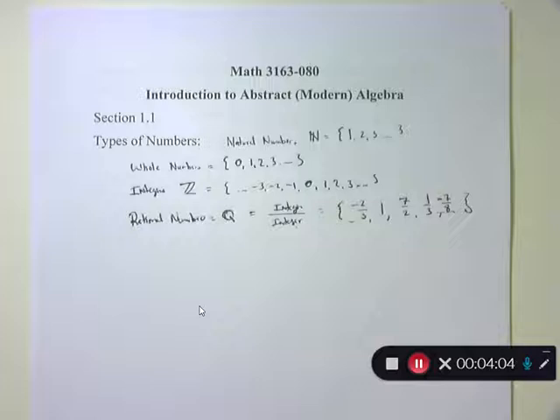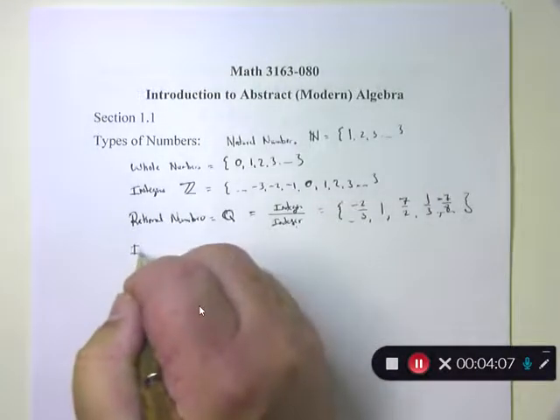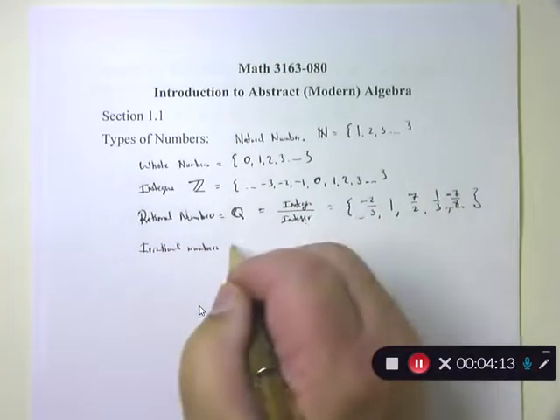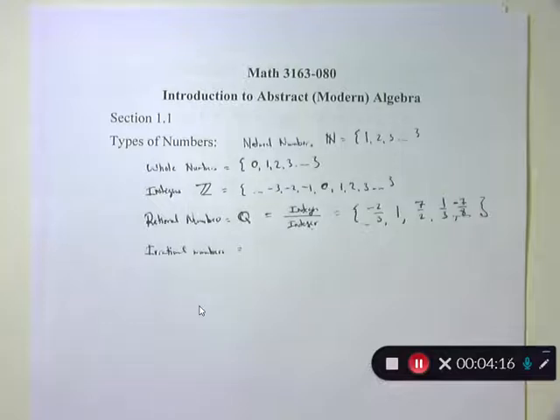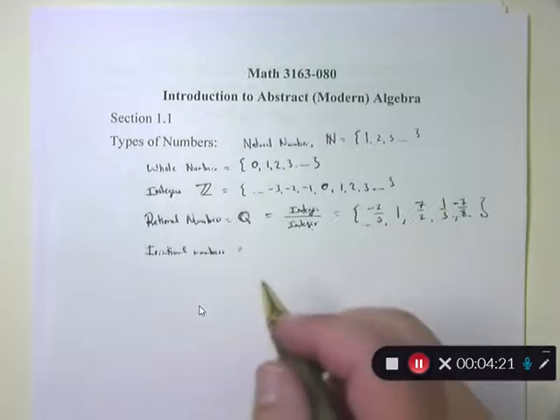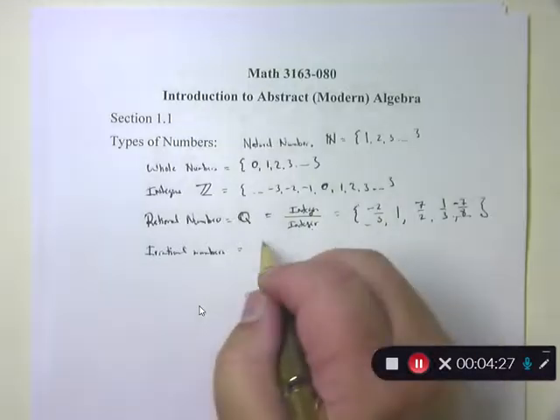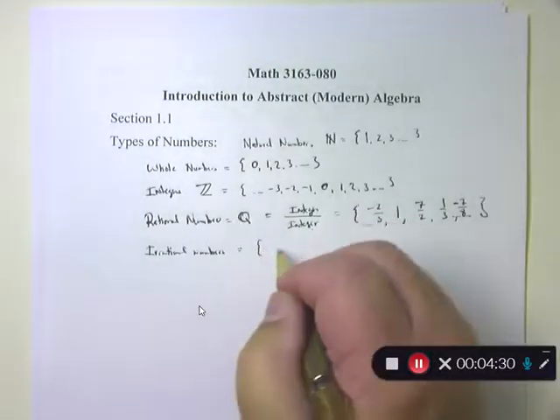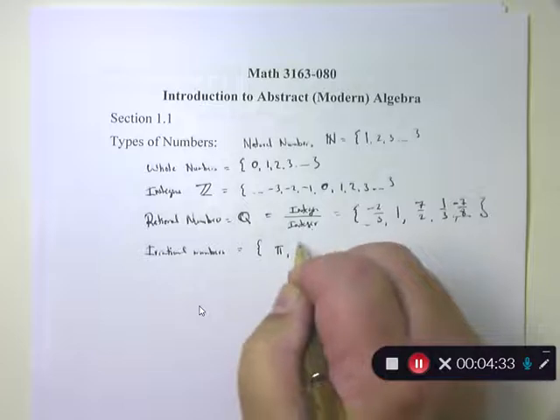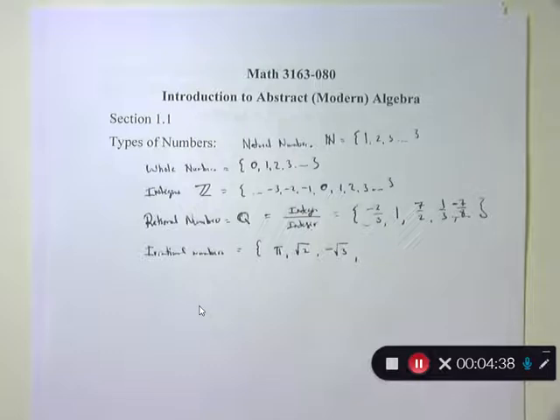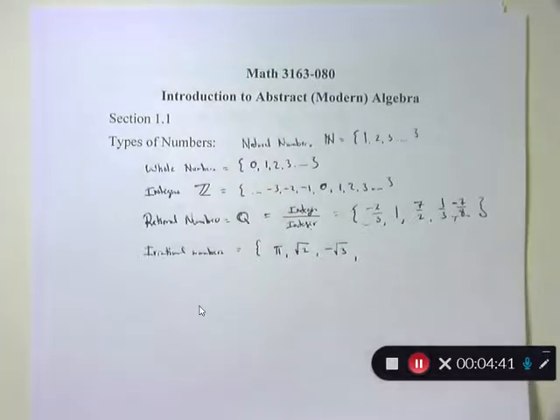Now, we also have the irrational numbers. Typically, there's no symbol for irrational numbers. I've seen some textbooks that have a double-struck I or IR, but basically, it is all the numbers that you can't write as an integer over an integer. The irrational numbers are never-ending, never-repeating decimals. Things like pi, square root of 2, negative square root of 3. Square root of 4 doesn't count because that's 2, but all the things that you cannot write as an integer over an integer.